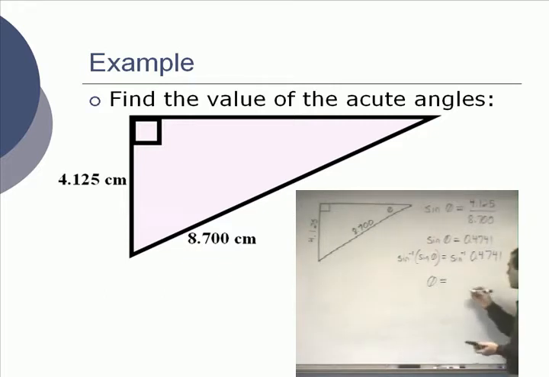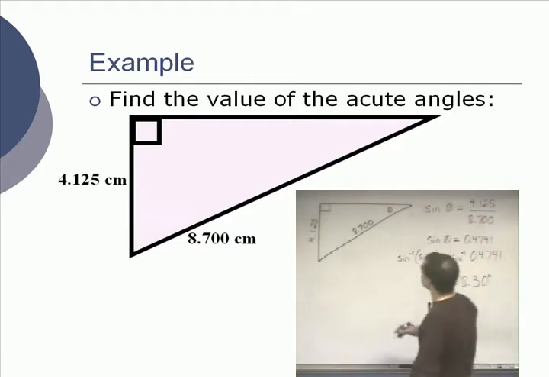What'd you get? Go ahead and do that. 28.3 degrees. That's what you should get. Take just a minute. Everybody get 28.3 degrees? I'm just going to take a minute and make sure. Yeah, we should. Thanks, Aaron. 28.30 degrees. So we got our angle of 28.30 degrees.